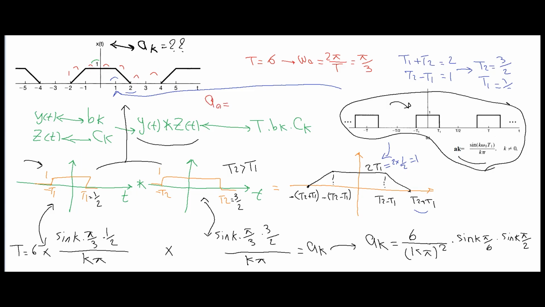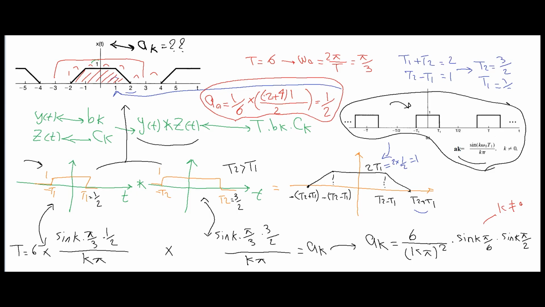For k equals 0, we compute it separately. We use a_0 equals 1 over T times the area under one period. The area is the area of a trapezoid. Area equals 1/2 times the sum of bases times height. So area equals 1/2 times (2 plus 4) times 1 equals 3. Then a_0 equals 1 over 6 times 3 equals 1/2.